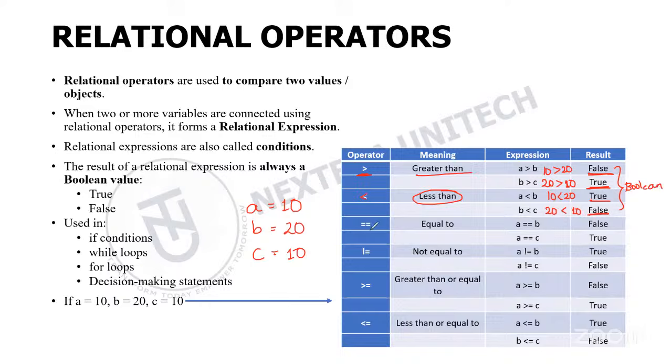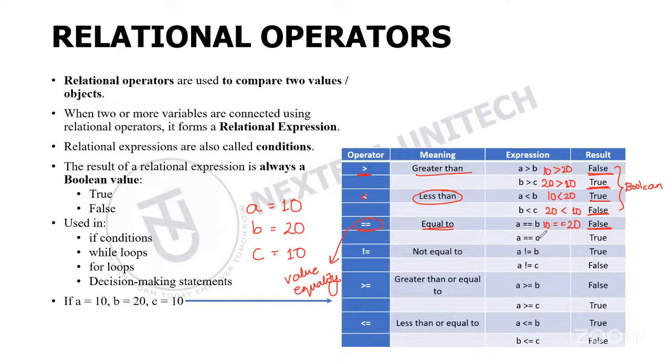We can also compare two values using the equal to operator, to check if two numbers are equal or not. This operator will check the value equality. So here a equals equals b. 10 equals 20? 10 is not equal to 20, right? So that is why this is false. So we'll be getting a result false.